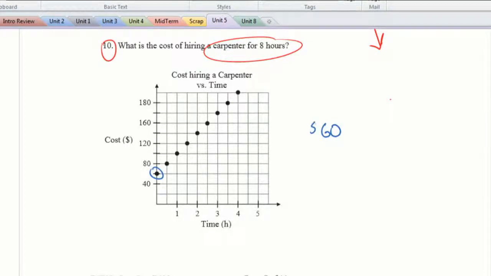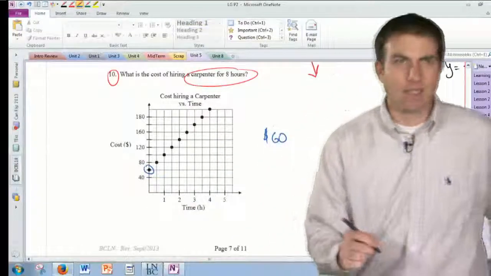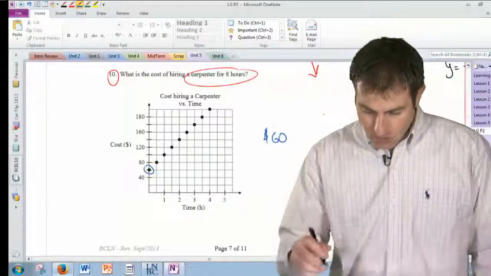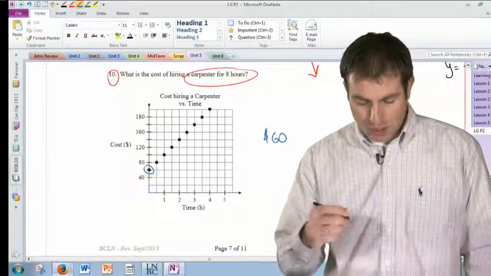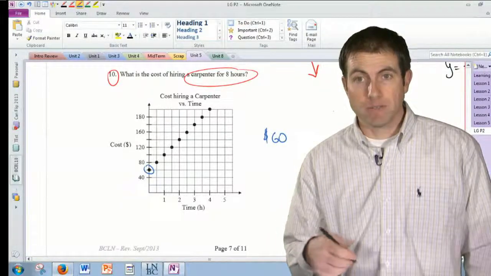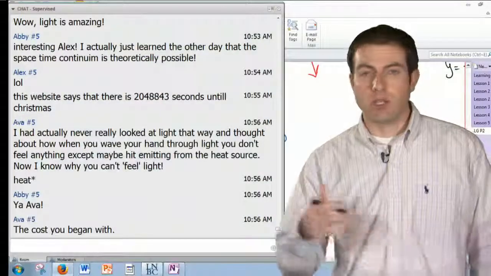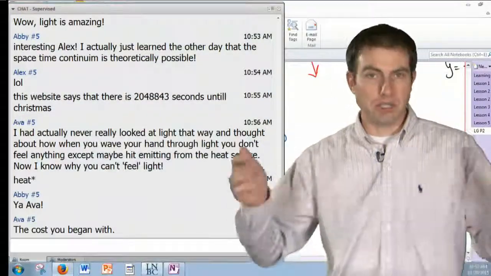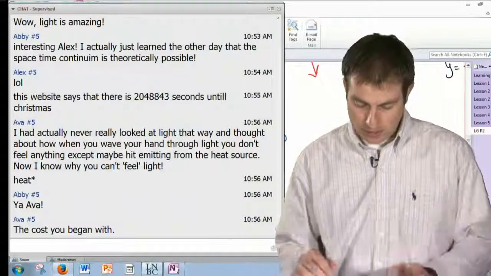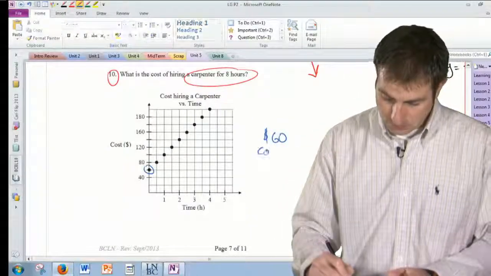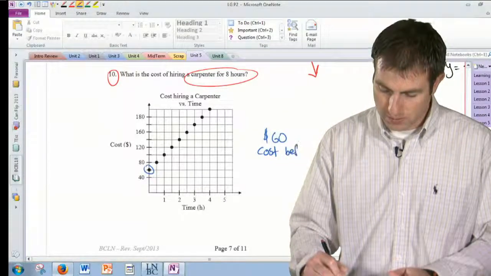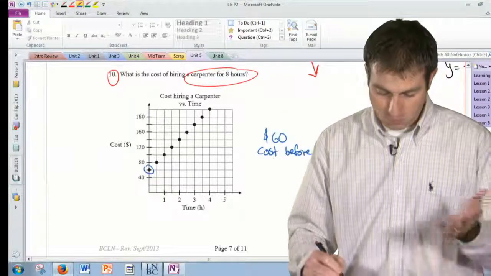And what do we think that $60 represents? What do we think that is? Any ideas? So that's speaking about the cost of hiring a carpenter to begin with. That's what Ava has here in chat. So before this person's even looked at our building project, they're going to just charge us that $60. So that's the cost before any work has been done, I guess.